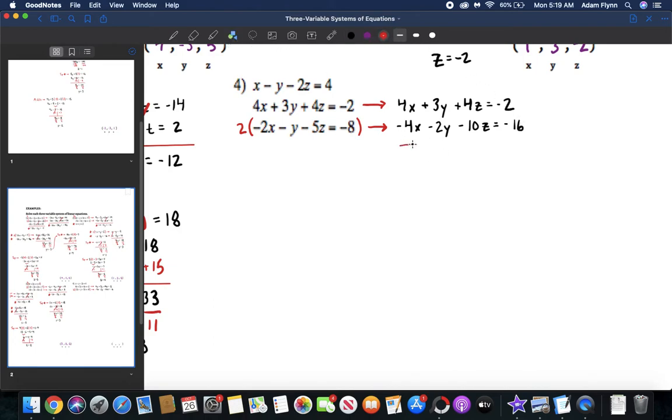I can combine these two equations. When I do that, my x's eliminate. I am left with 3y minus 2y, which is a positive 1y. 4z minus 10z is negative 6z. And negative 2 minus 16 is going to be a negative 18. I'm going to put a star next to this equation so I don't forget about it.